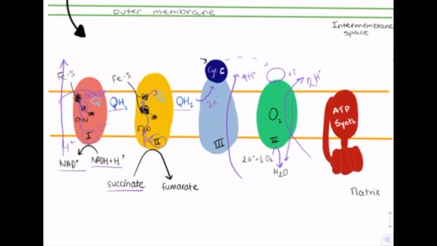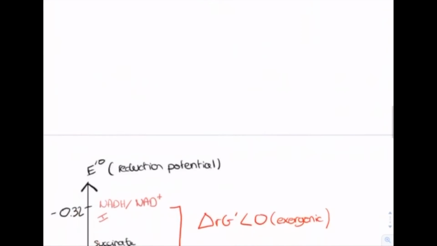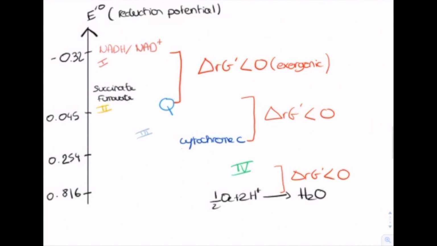So the final result of the activity of all these complexes is that we have a high proton concentration in the intermembrane space. It creates a gradient that allows the passive diffusion of protons through the ATP synthase, and that allows the generation of ATP. Energetically speaking, the value of this reduction potential is what allows the respiratory chain to function. So now we're going to use this reduction potential diagram, and we're going to make a recap of what we just saw in the membrane, but this time in this diagram.